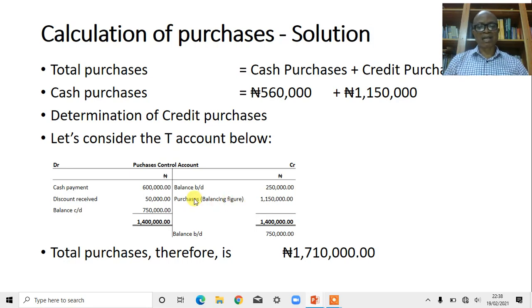So what's the balancing figure here? It's 1,150,000 naira. By the time you deduct 250 from 1.4 million naira, you're going to have 1,150,000 naira. So what does that mean? By the time you add the two together, 560,000 plus 1,150,000, that will fetch us 1,710,000 naira. So that's how to determine total purchases from incomplete records.